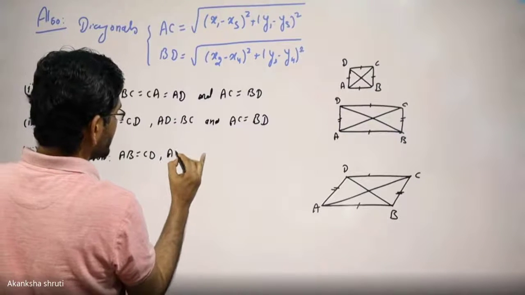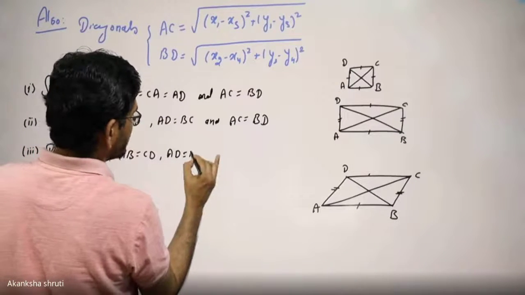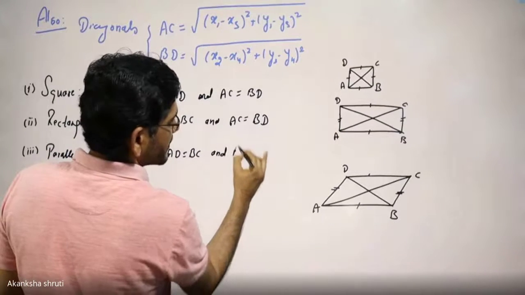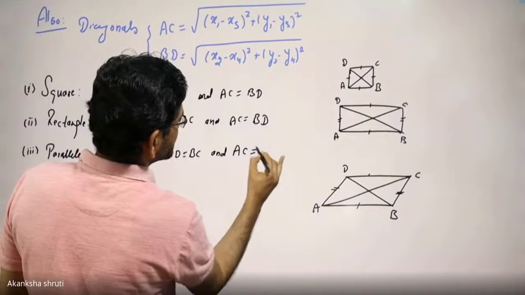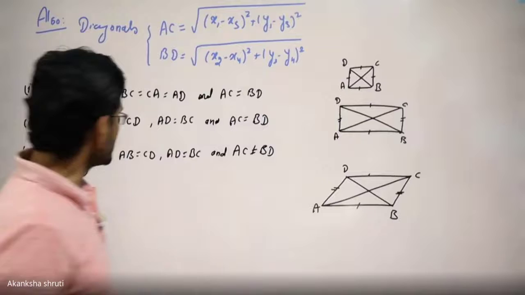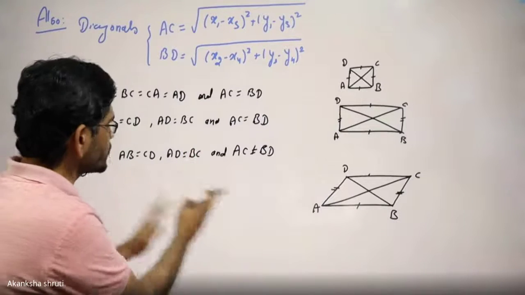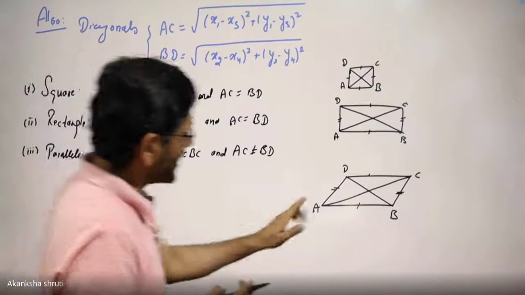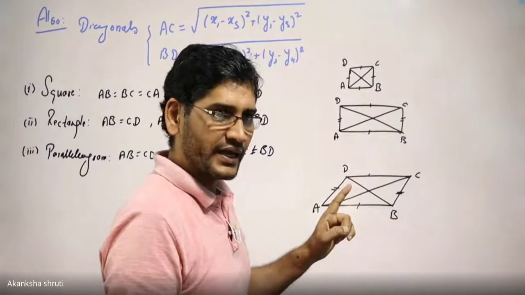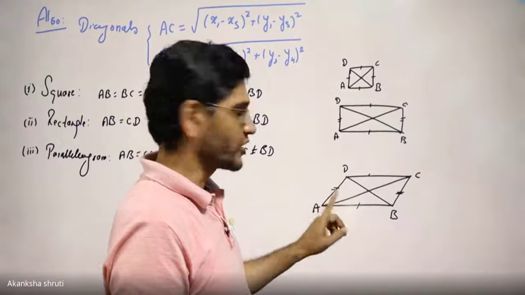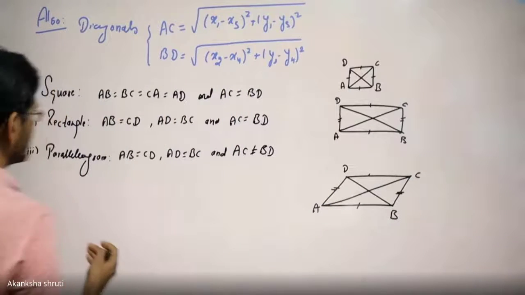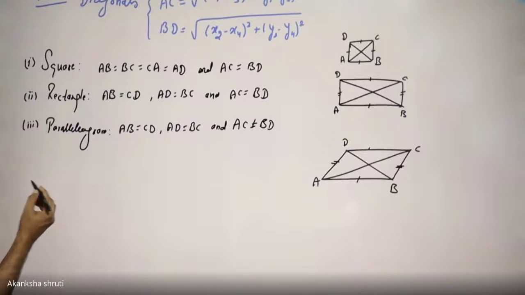AD is equal to BC, and AC is not equal to BD. Students, considering these two and this third one, the opposite pair automatically become parallel. But this angle will not be 90 degrees. That is the differentiation. Students, we can represent this as the rhombus.